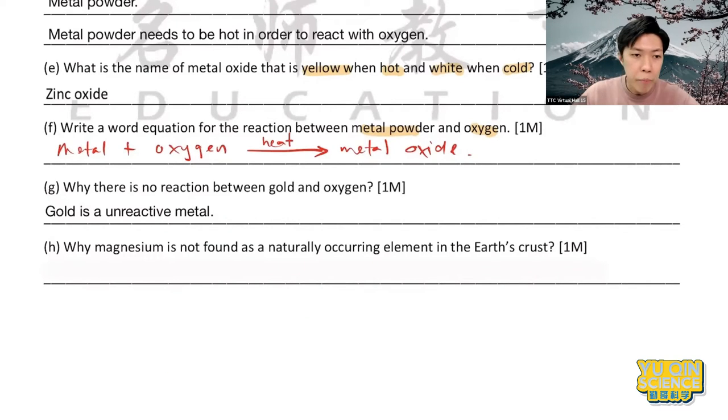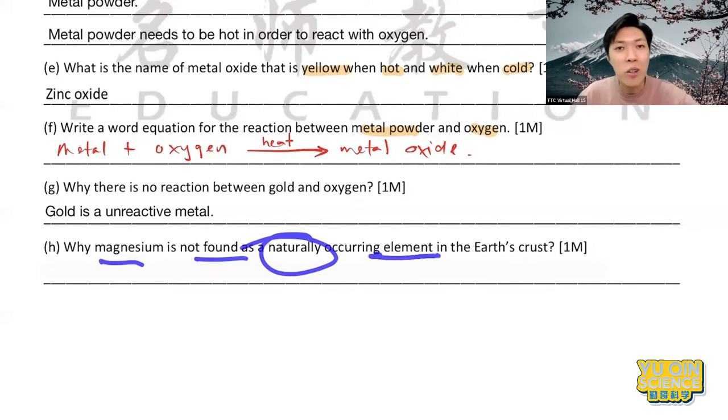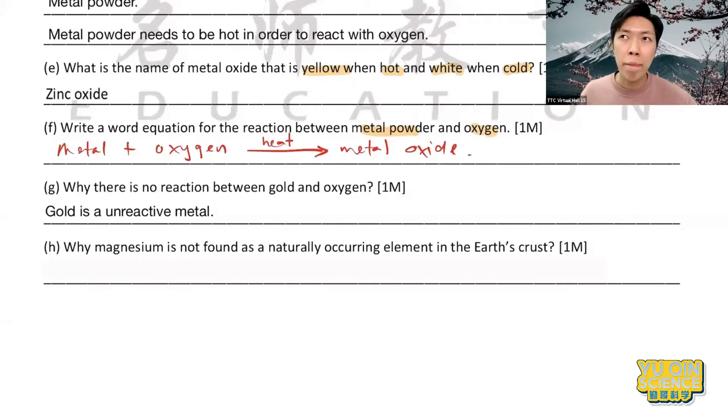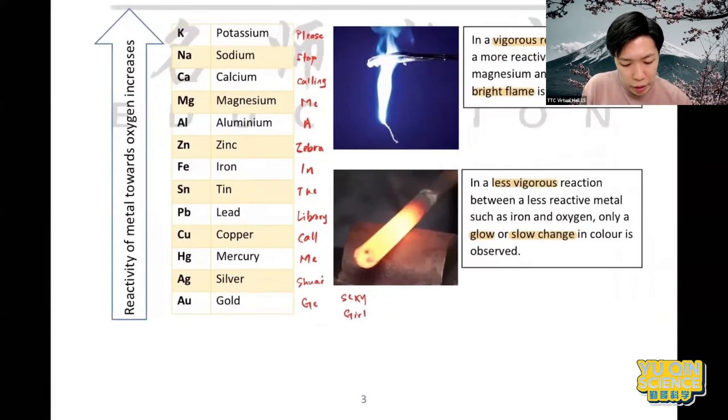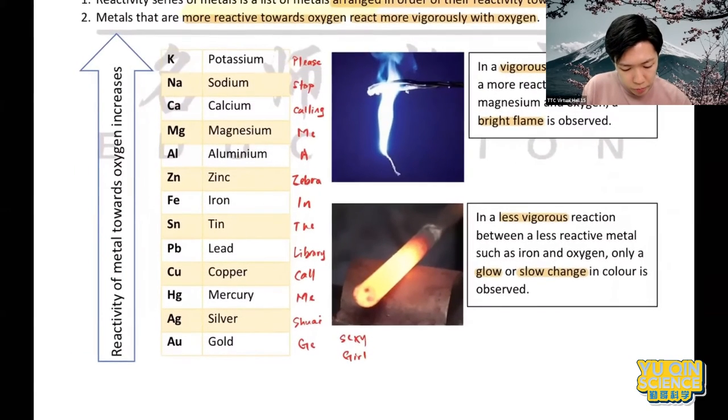Not interested. Okay, why was magnesium not found naturally? It's the same question I said just now. You will never find everything in the list, except for silver and gold, naturally. Whenever you find everything in the list, it is already with someone else.